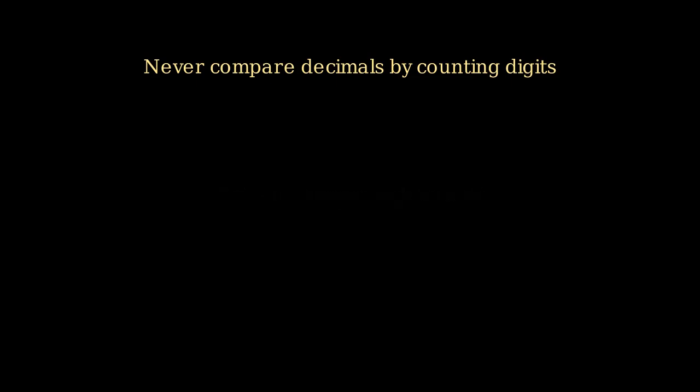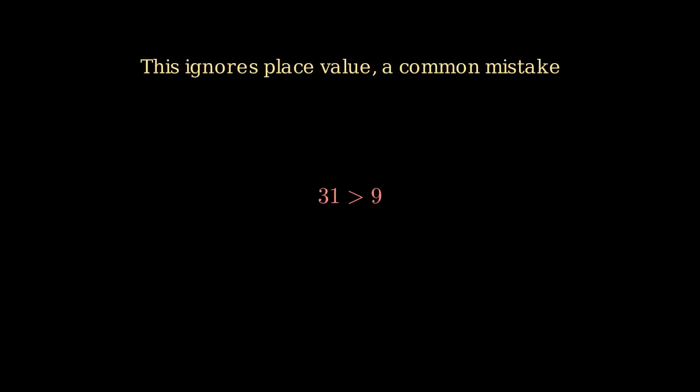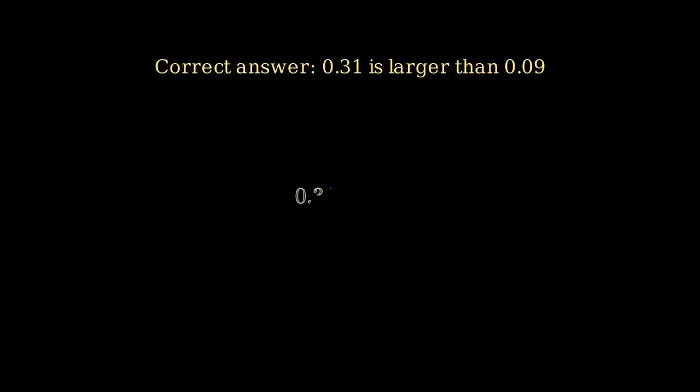Here is the trip up that catches learners out. It's tempting to read the digits after the decimal point as if they were a whole number stuck onto the end, so you might think 0.31 is smaller than 0.09, because 9 feels bigger than 31 as a whole number. That is a mistake because it ignores place value completely, and the correct comparison shows 0.31 is actually the larger number.